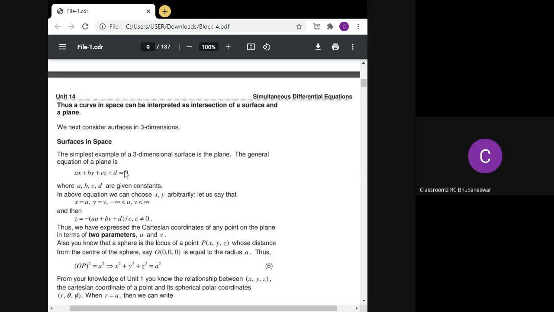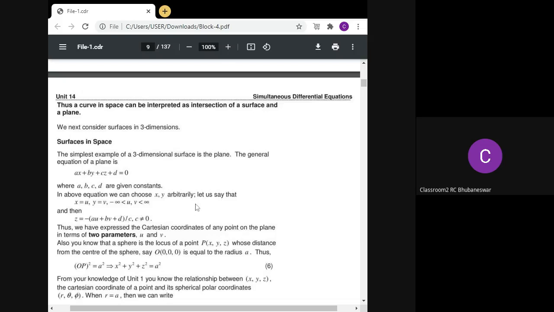Now look at the equation. The equation is ax plus by plus cz plus d equals 0. Clearly this is the equation of a plane in three dimensions, and here we are using three variables x, y and z, and a, b, c, d are all real constants. Generally this equation represents a plane, which is a surface in three-dimensional space.